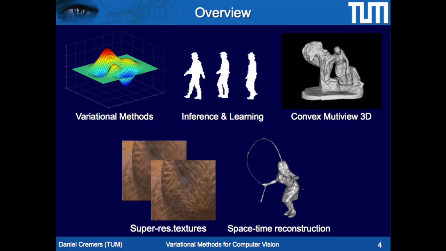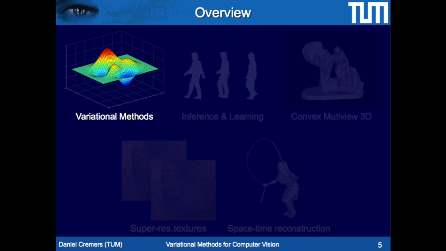What I'm going to talk about now is the so-called variational methods. This is a class of optimization techniques that are very popular in computer vision and that actually allow us to solve a number of classical problems to what I think is currently the best techniques around today. I will talk about relations to learning and inference. I will focus then on that image-based reconstruction problem, super resolution, texturing, and lastly I'll come to 3D reconstructions in space and time.